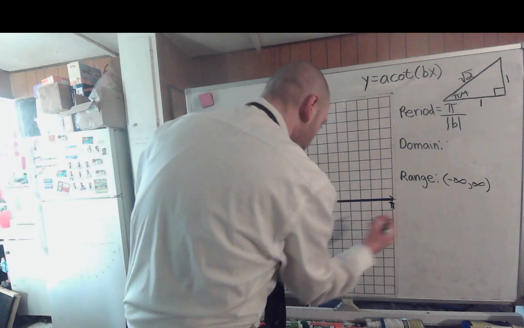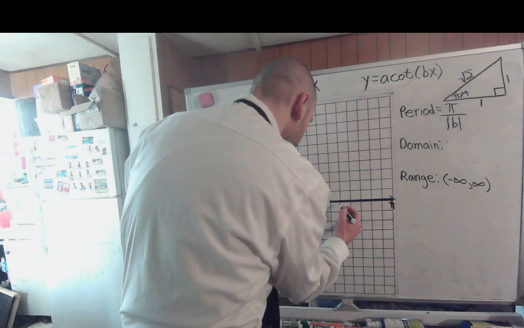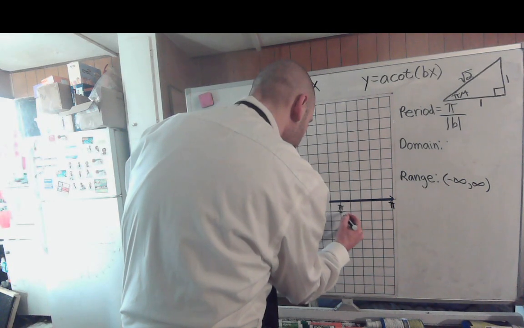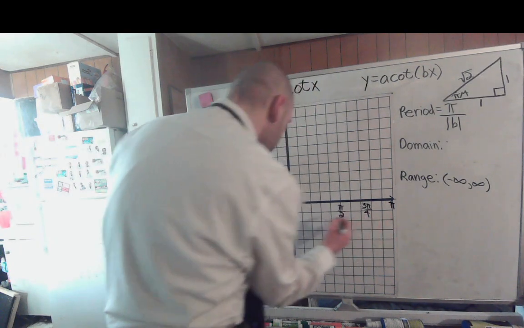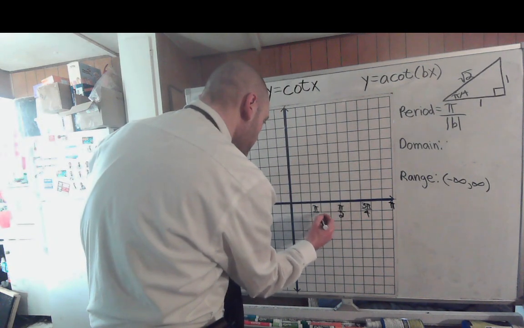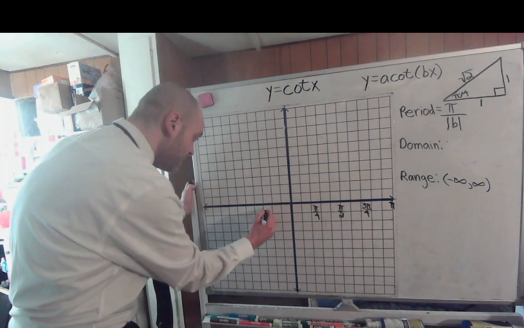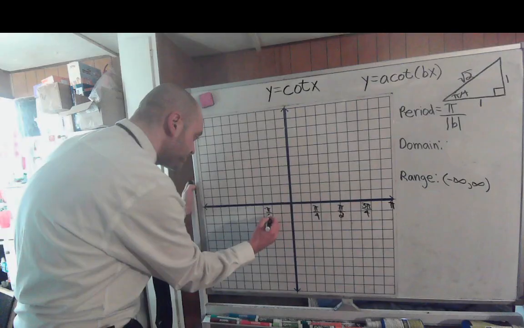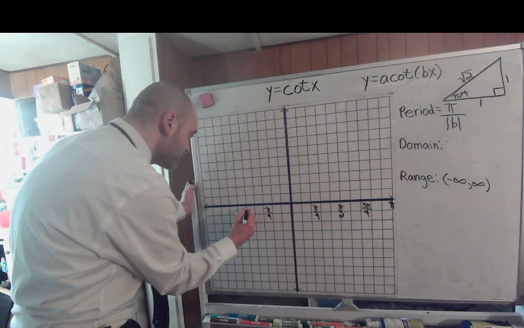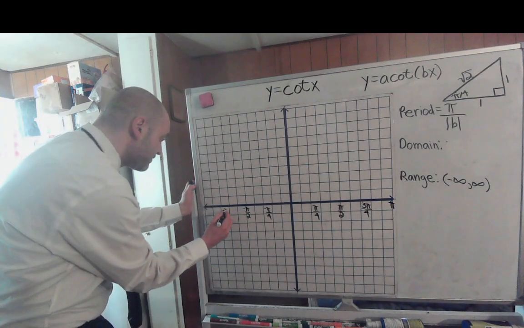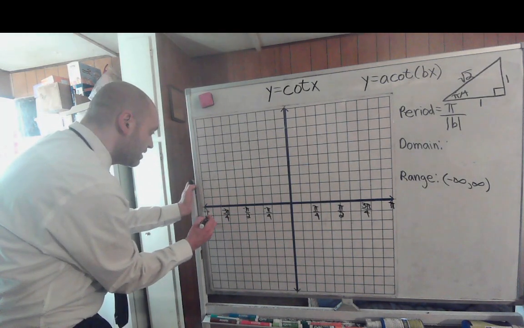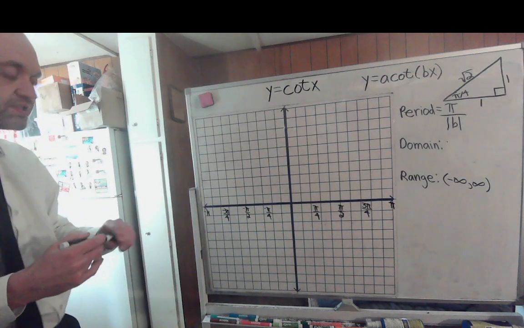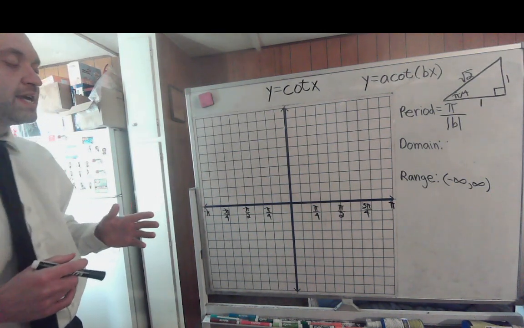Why don't I go ahead and mark all these? Here's pi over 2. Here's 3 pi over 4. Here is pi over 4. Here's negative pi over 4. There's negative pi over 2. Negative 3 pi over 4. And then we have negative pi. Alright, so I've plotted all the sufficient x points that I need.